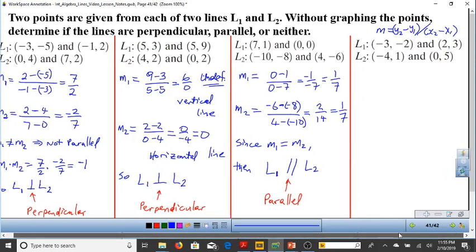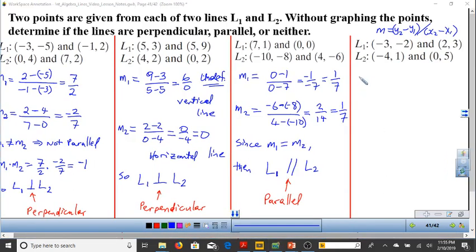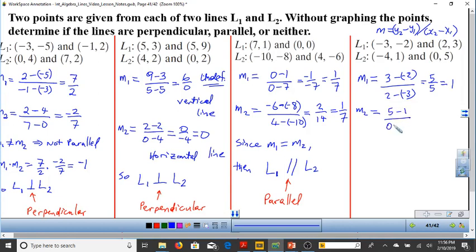Let's go on to the last example here on this page. We have the slope of M1 is 3 minus negative 2 over 2 minus negative 3. And that gives us 5 over 5, which is 1. And then the other slope, M2, is 5 minus 1 over 0 minus negative 4.